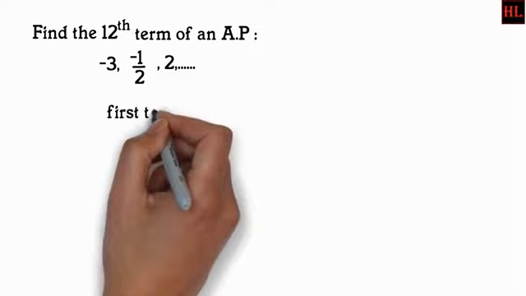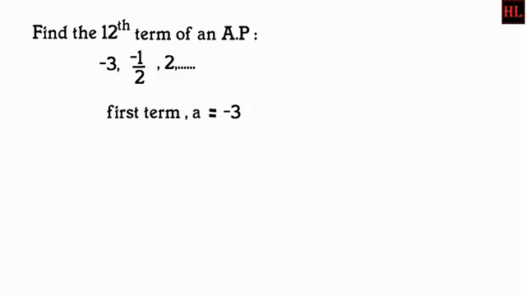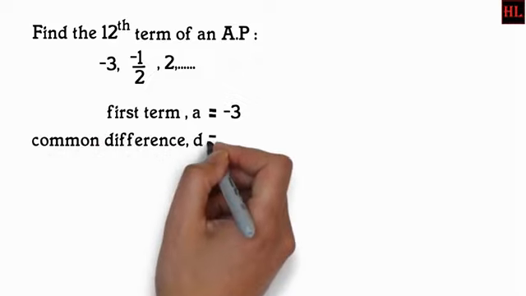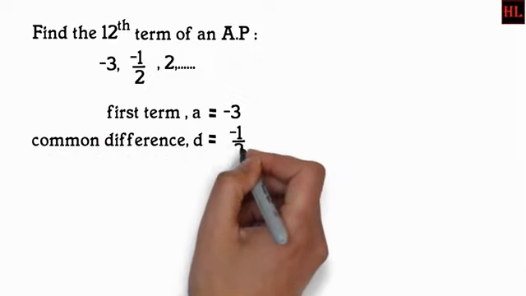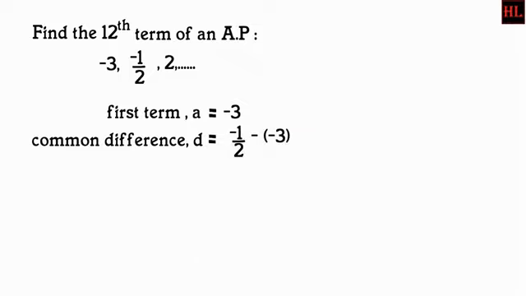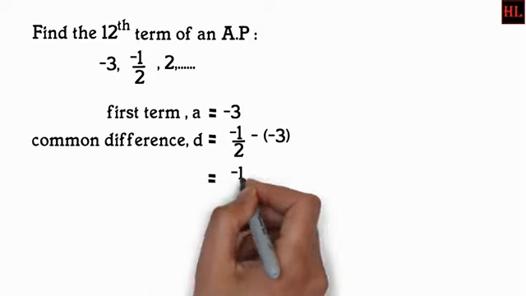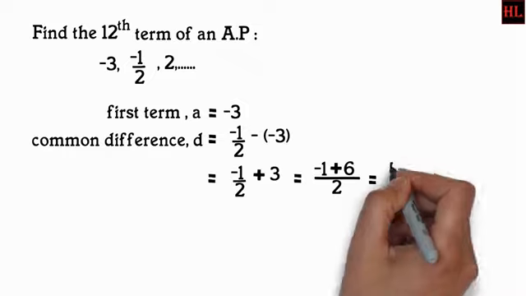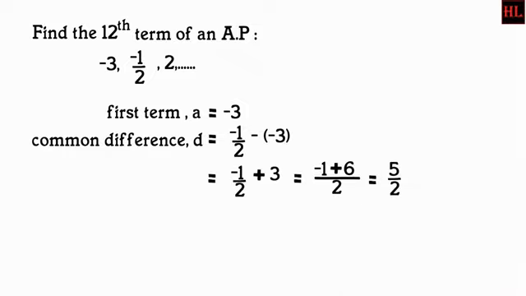Here we see that the first term of the arithmetic progression, a, is equal to -3. The common difference can be calculated by subtracting the first term from the second term. So we have -1/2 minus (-3), which will be equal to -1/2 plus 3. Now we'll have to take LCM and as a result we'll have (-1 plus 6) divided by 2. By solving it, we'll get the common difference as 5/2.